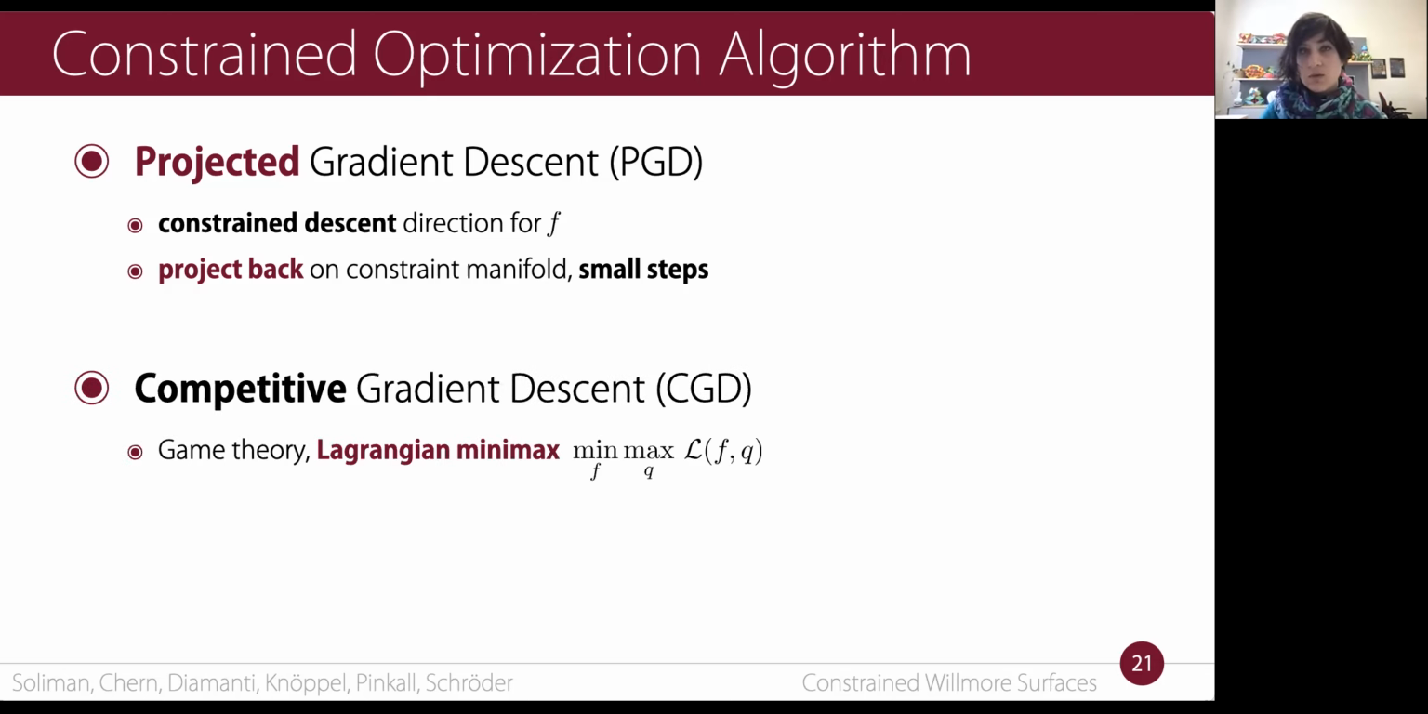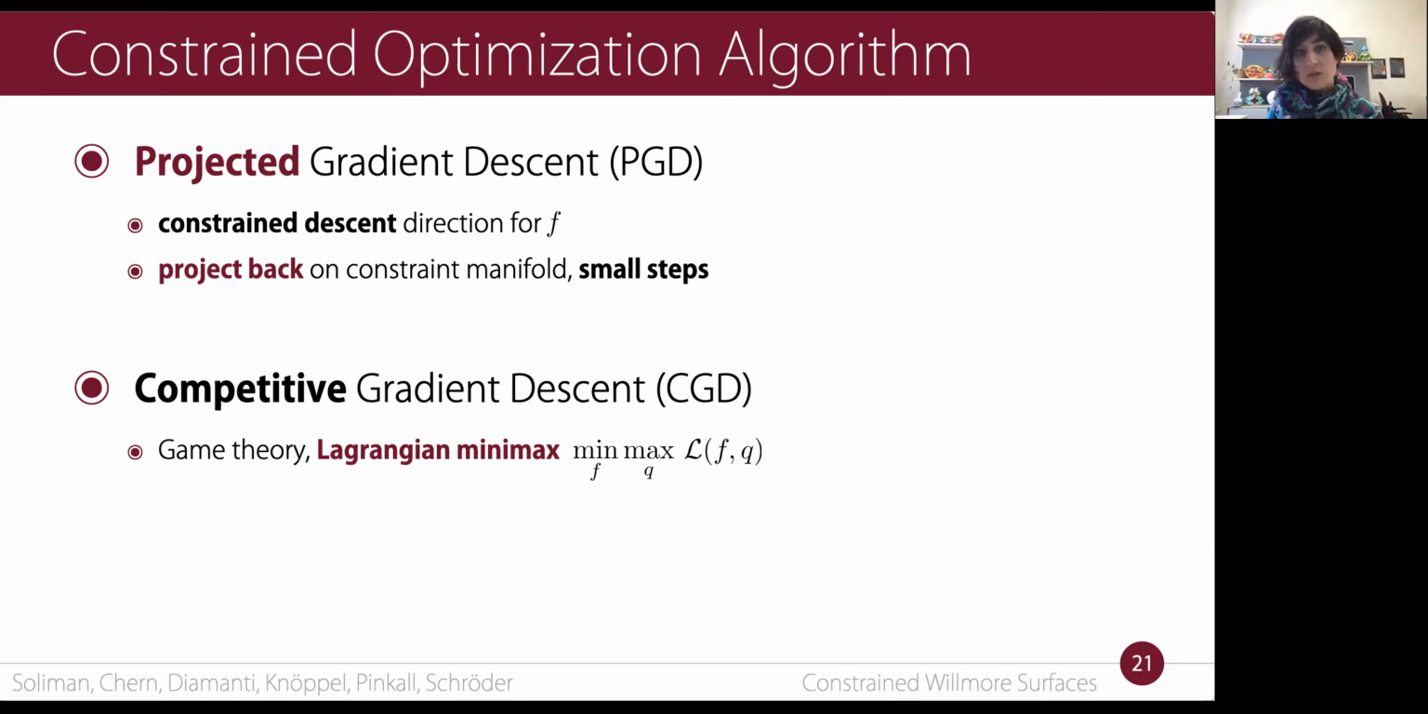So instead, what we did is use a very recent method called competitive gradient descent. This was inspired actually by game theory. I'm missing a citation here. It came out, I think, in 2019.